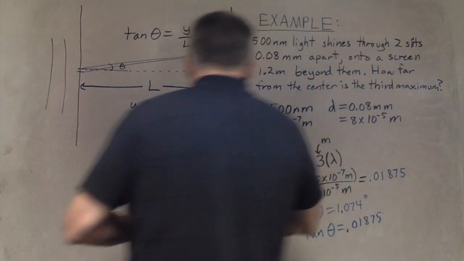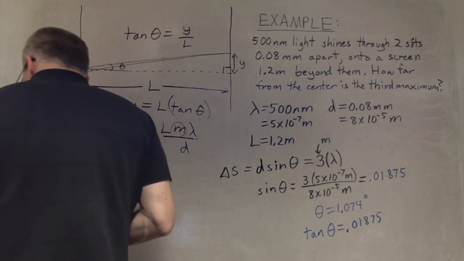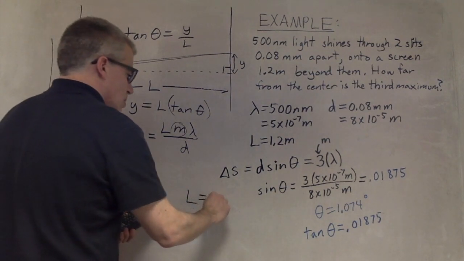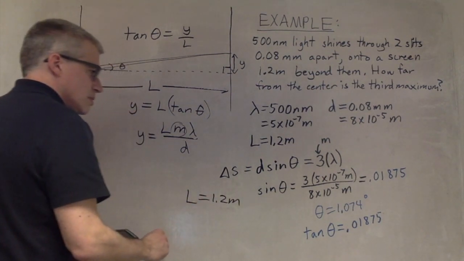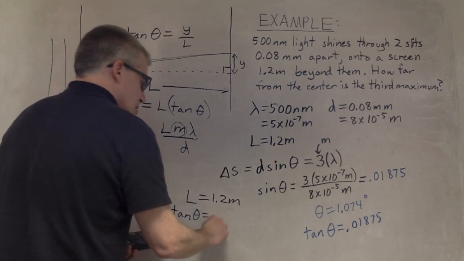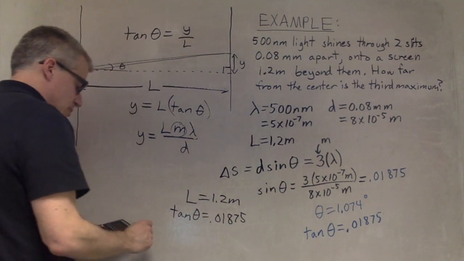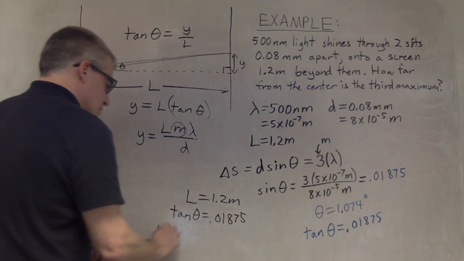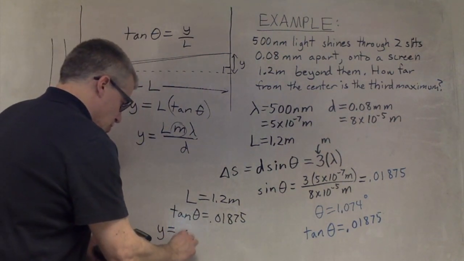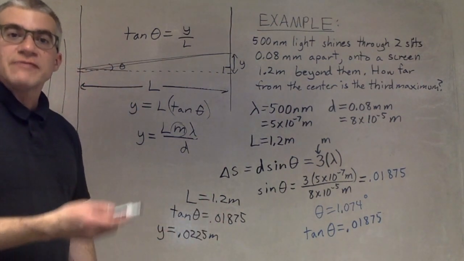So that means that the height is going to be, L is 1.2 meters, and tangent theta is 0.01875. So y is 0.0225 meters. So 2.25 centimeters.